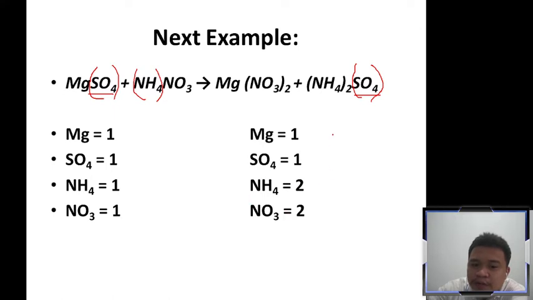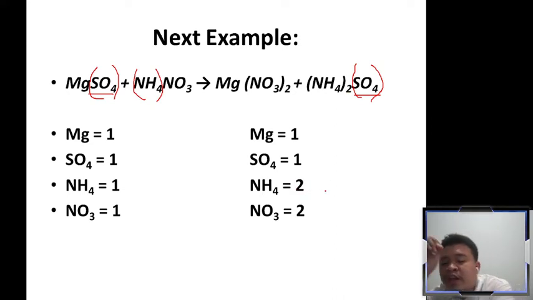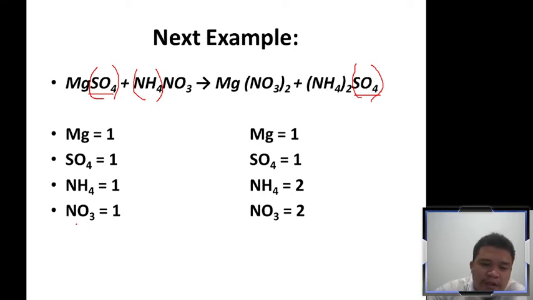Now how about NH4 on the other side? As you can see, it's already enclosed with the parenthesis. It's a group. But outside of the parenthesis, there's a subscript 2 that indicates that there are 2 polyatomic ions of NH4. So that's 2. How about NO3 on the left side of the equation? We can treat it again as a group here. NO3 is 1. And NO3 on this side, enclosed with a parenthesis, has a subscript 2. That means there are 2 NO3 ions on that side of the equation.